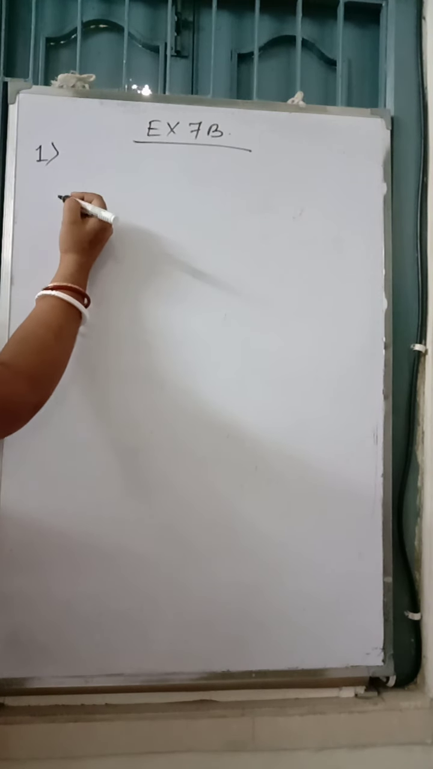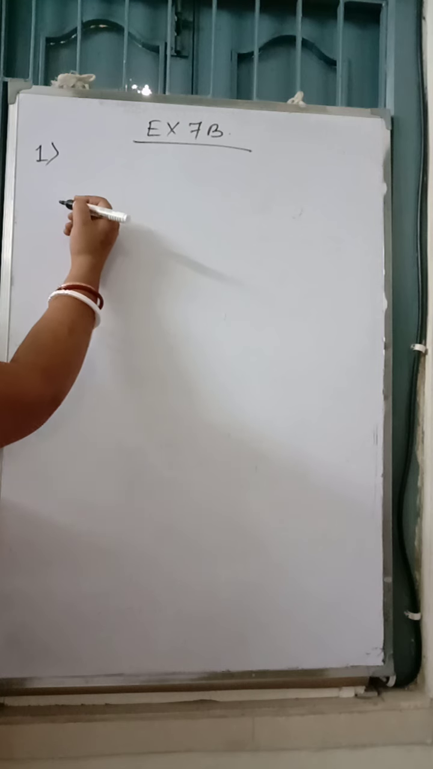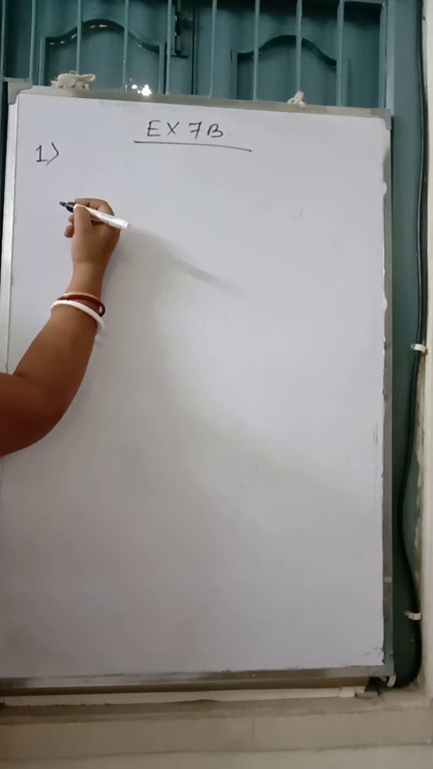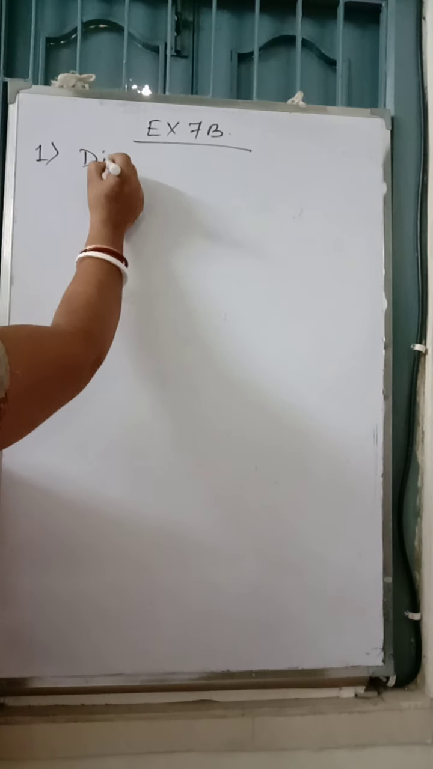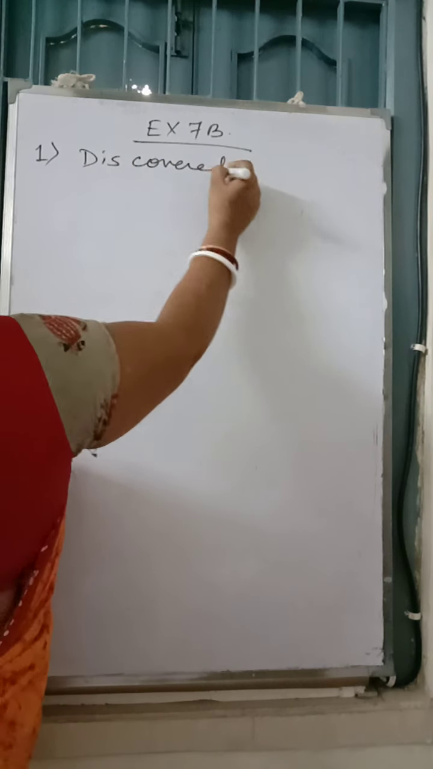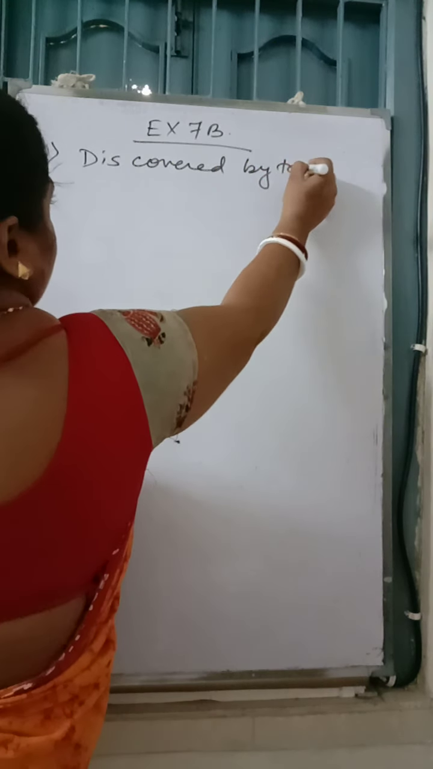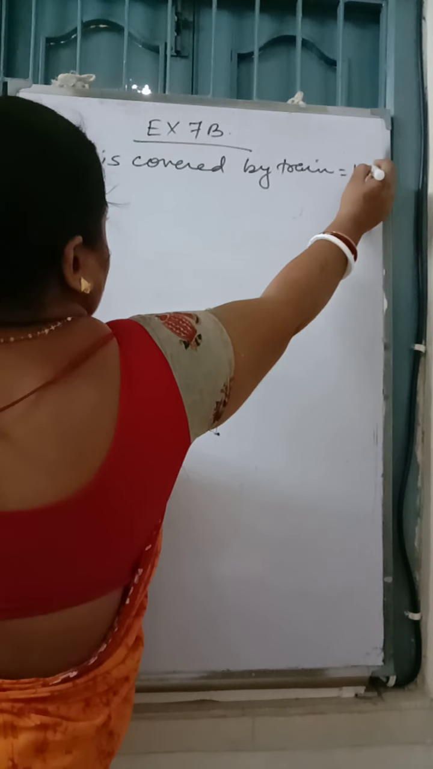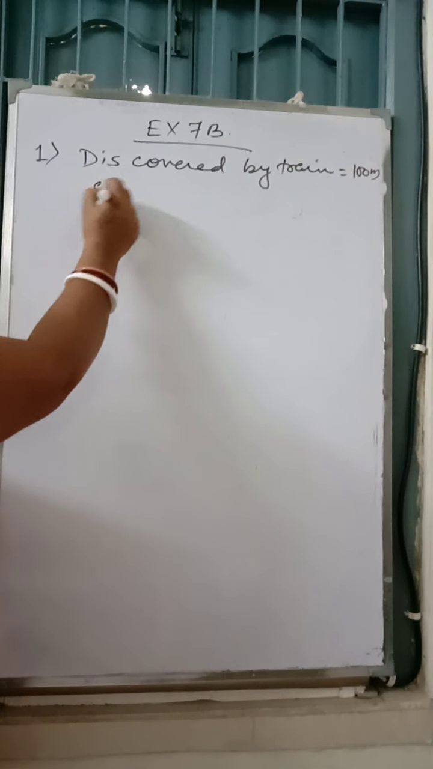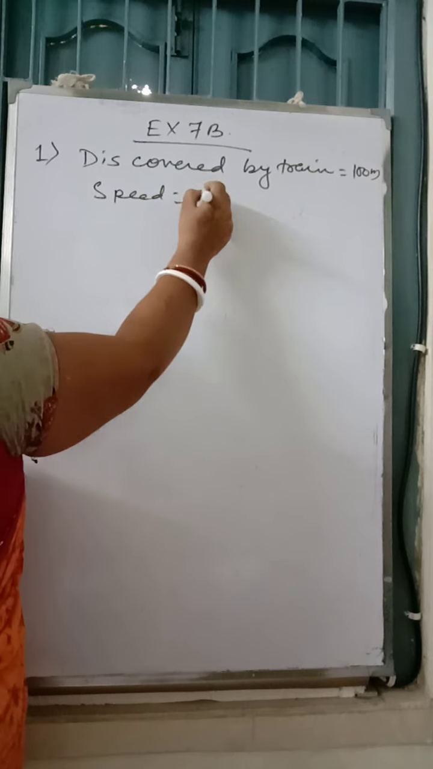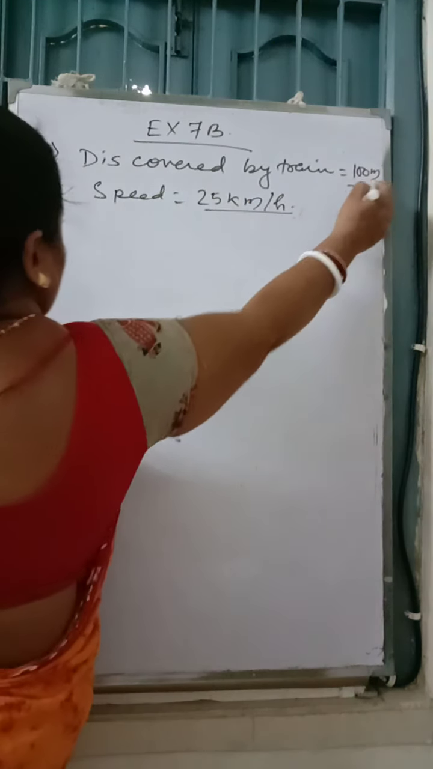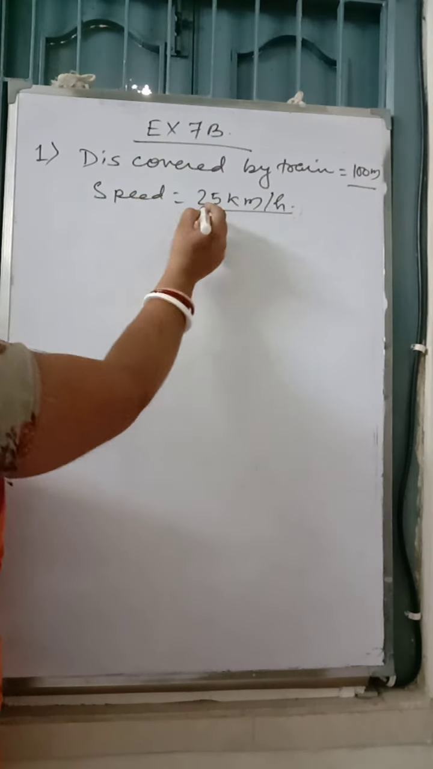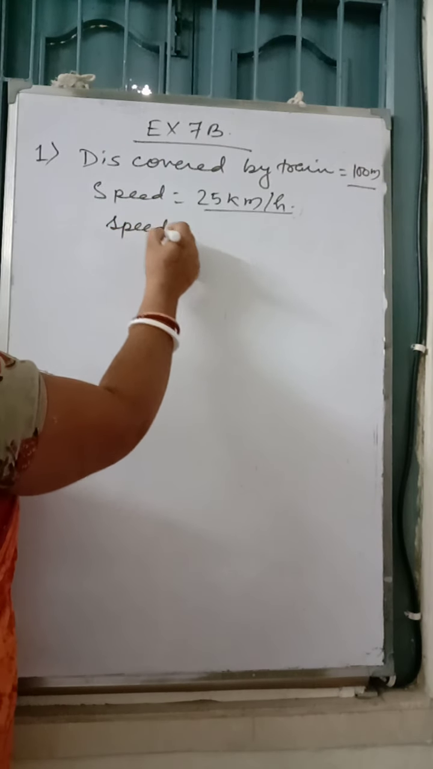Question number 1: calculate the time taken by a train 100 meter long moving at a speed of 25 km per hour to cross a signal post. A single post means the distance covered by the train would be equal to the length of the train, which is 100 meter. Speed is 25 km per hour. You can see the speed is in kilometer per hour and the distance is in meter, so we'll convert the speed into meter per second.